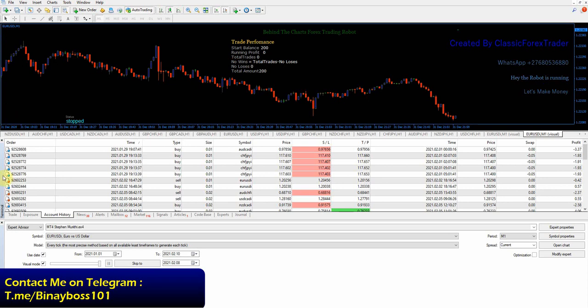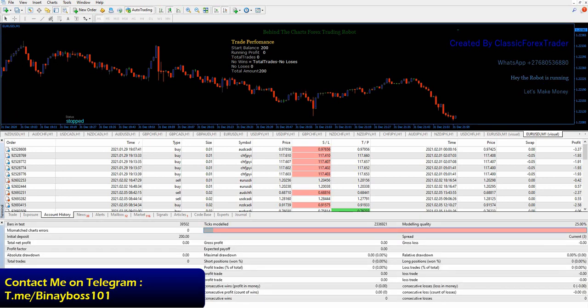If you bought the original robot and you can do a backtest, prove me wrong and send me a screenshot on my Telegram.